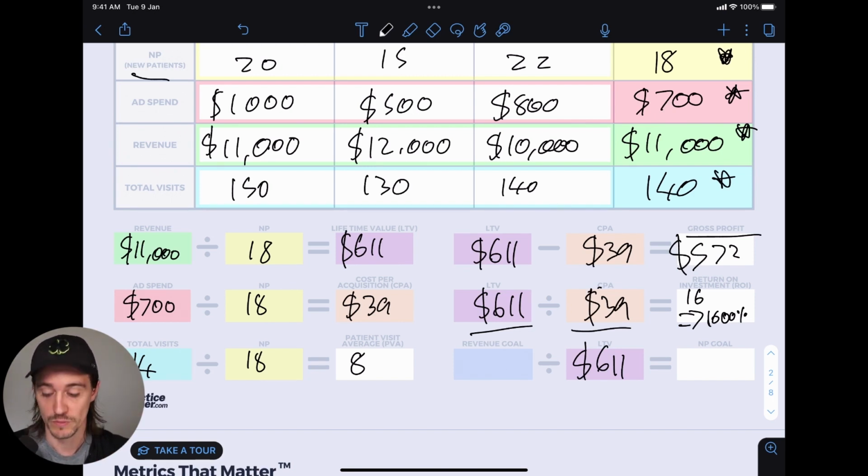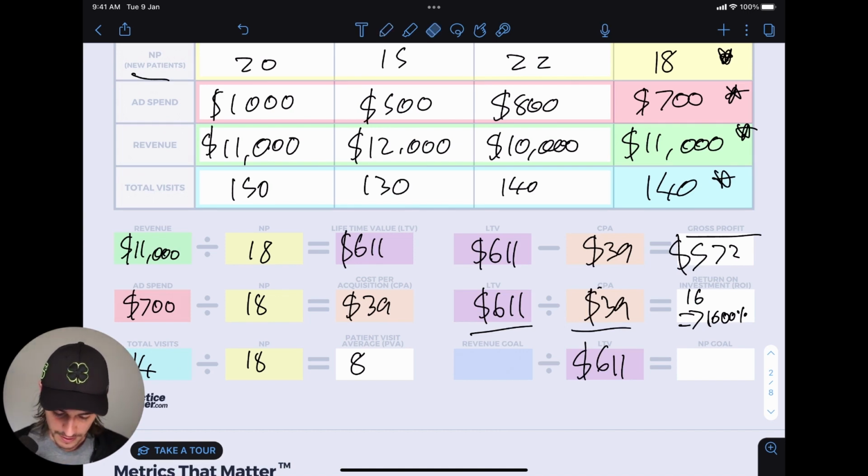So when you're looking at this and thinking to yourself, what should I be doing next? Well, if you're getting a good return and you have space in your appointment book, putting more money into advertising is probably a good idea, because for every $39 I spend, I make $611 back over the next 3 months, right? Which is a pretty good return.